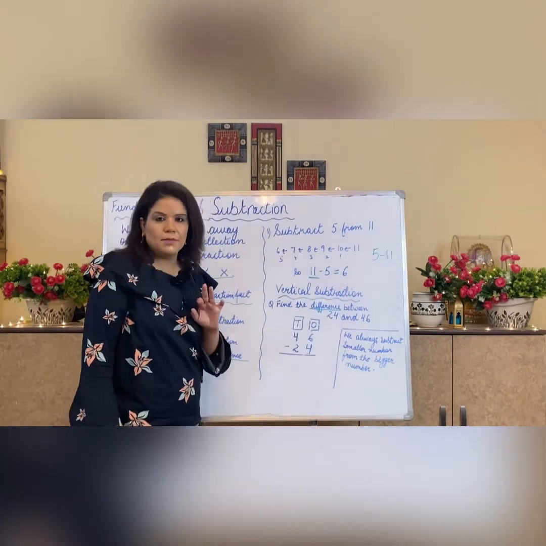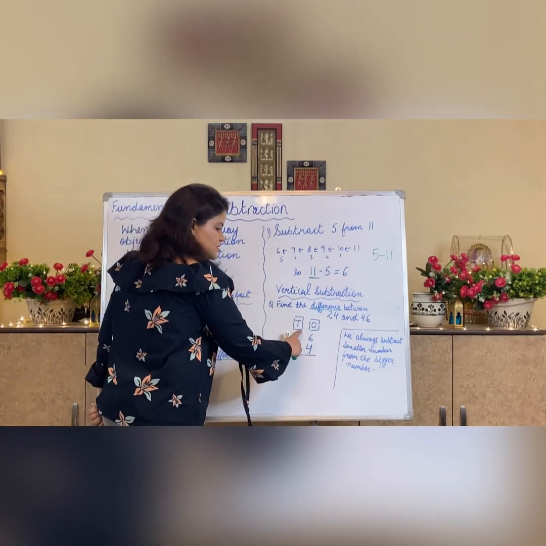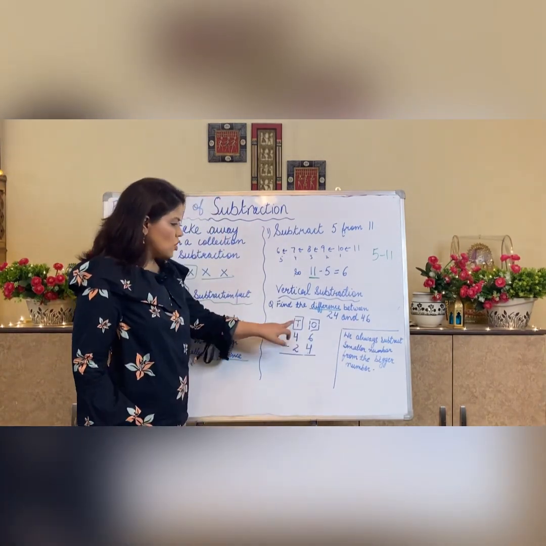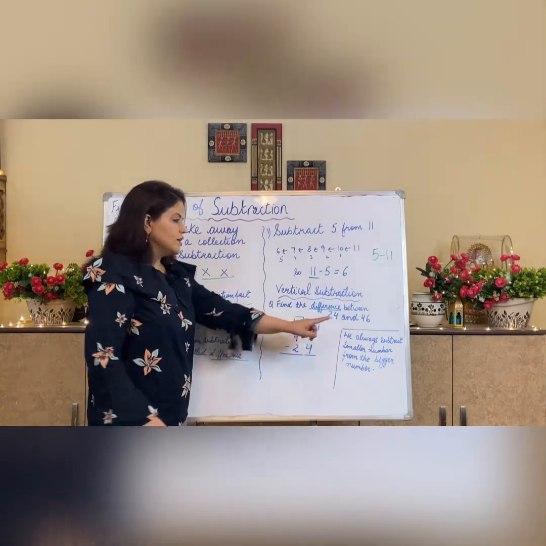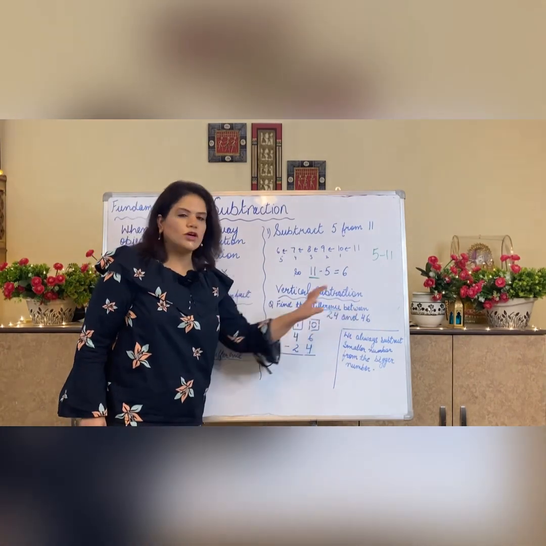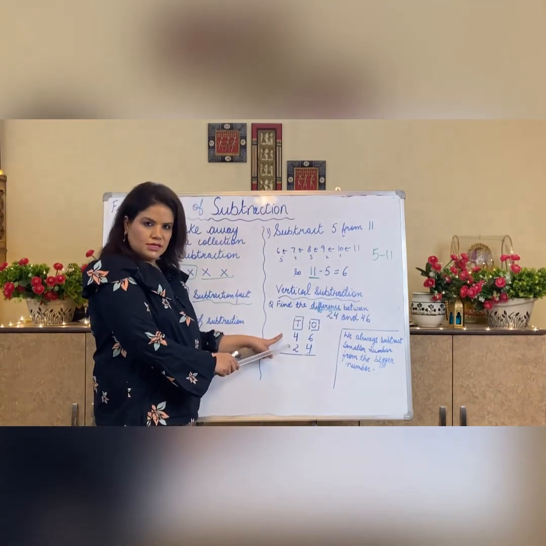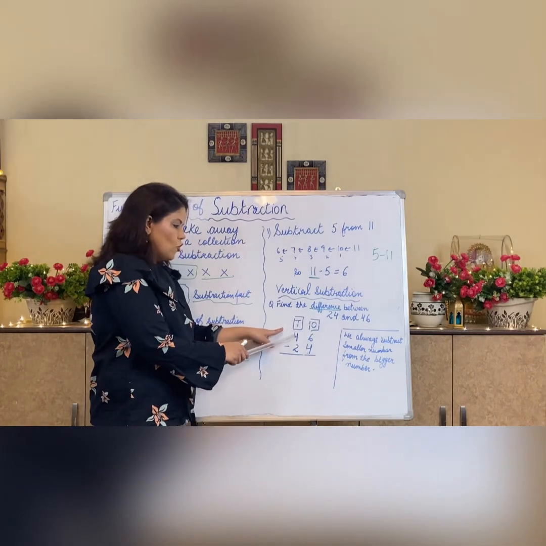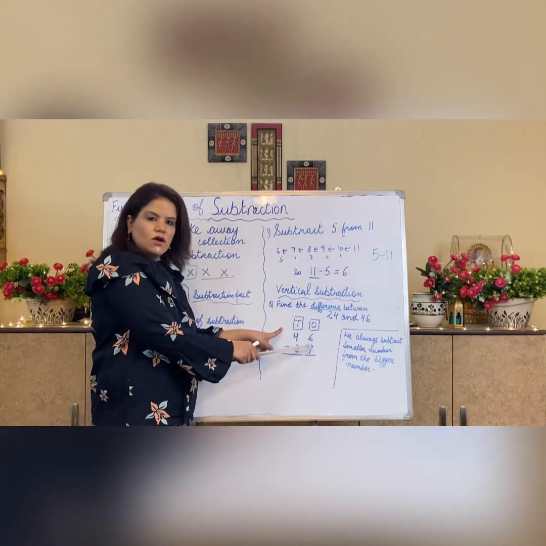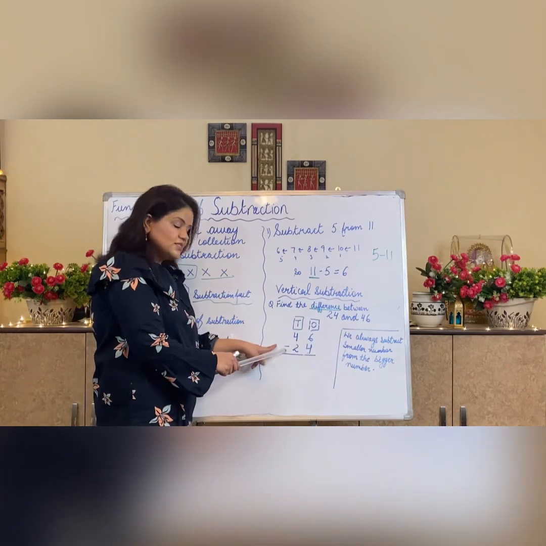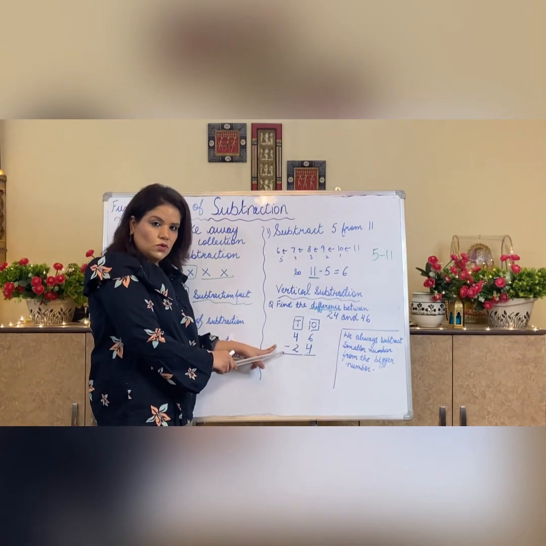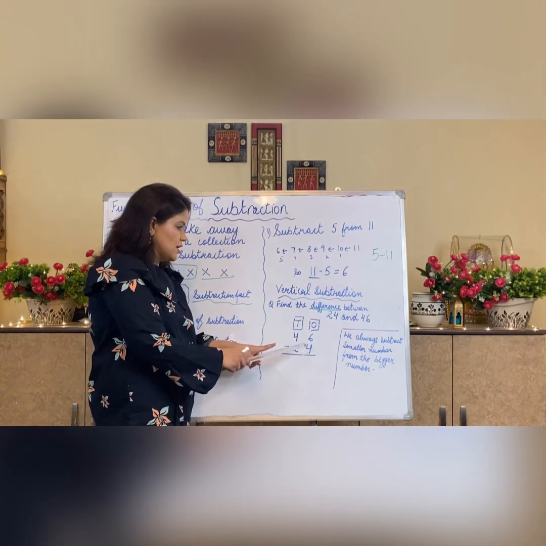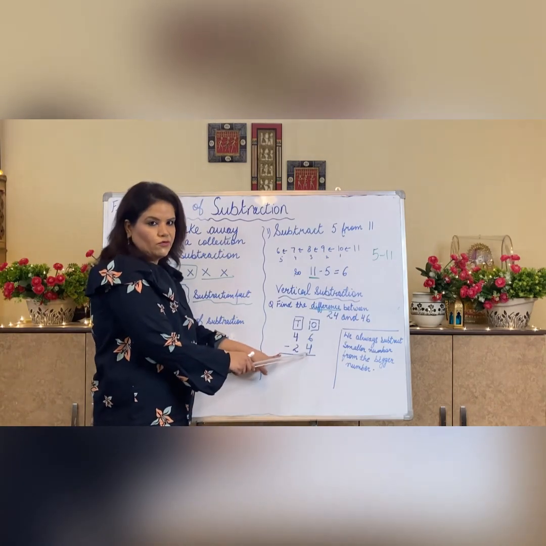So what is the bigger number here? I will be writing tens and ones. This is the tens column, this is the ones column. What is the bigger number in this 24 and 46? 46. Is it clear? So I will be writing 4 at the tens place, 6 at the ones place. The minus sign will come here, as we use the plus sign or multiplication sign. Then we will write 24.